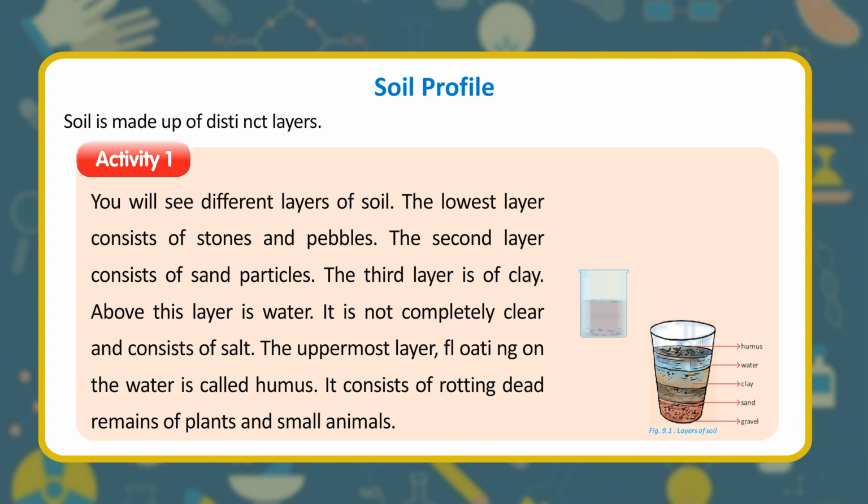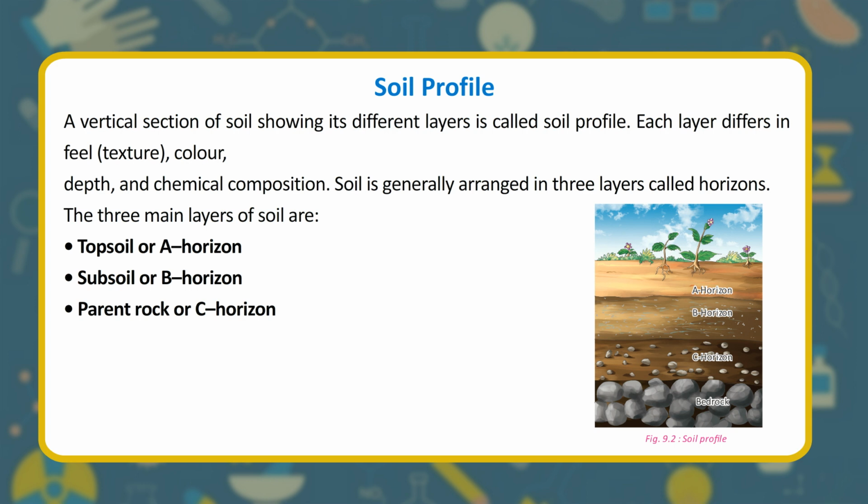The lowest layer consists of stones and pebbles. The second layer consists of sand particles. The third layer is of clay. Above this layer is water. It is not completely clear and consists of salt. The uppermost layer, floating on the water, is called humus. It consists of rotting dead remains of plants and small animals. A vertical section of soil showing its different layers is called soil profile. Each layer differs in feel, texture, color, depth, and chemical composition.